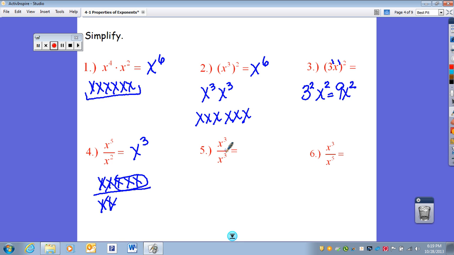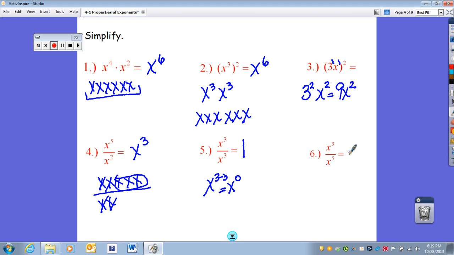In number 5, remember that any number divided by itself is 1. This is an example also then of the zero rule, that I would subtract the exponents. That gives me x to the 0 power and shows that that's 1.